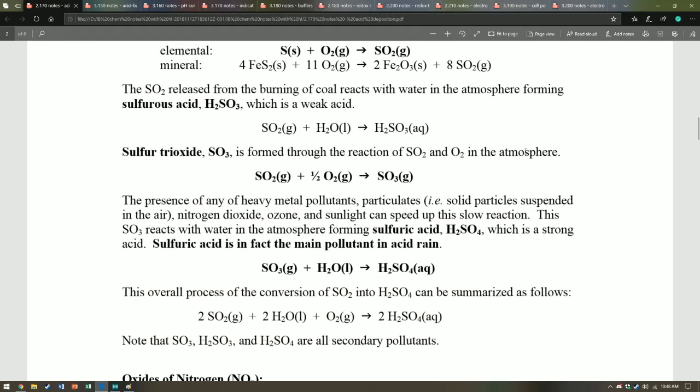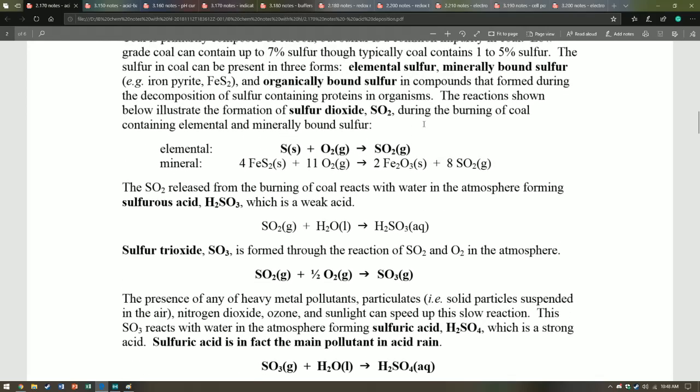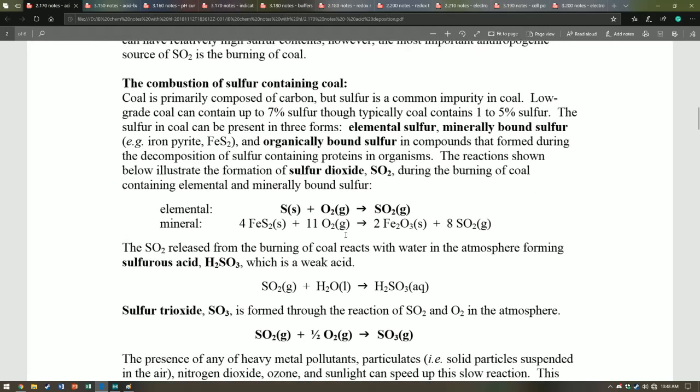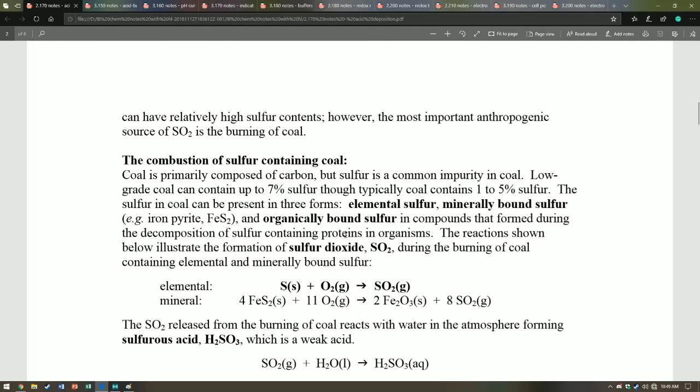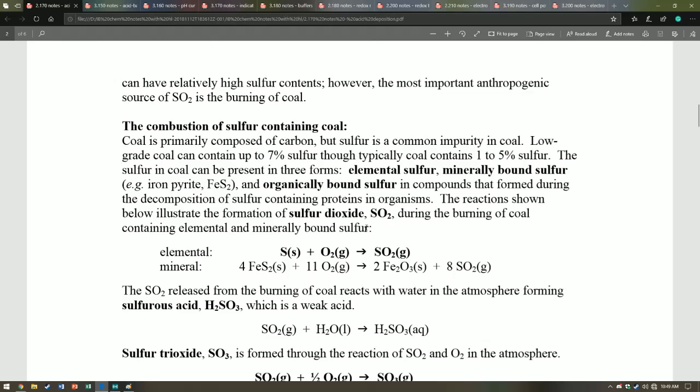What's the problem with this? This SO2 oxidizes, meaning that oxygen is added in the atmosphere to form SO3. The SO3 released into the atmosphere will react with water in the atmosphere to form sulfuric acid, which is a strong acid and is known to cause problems. Sulfuric acid is the main pollutant in most acid rain, and it's technically a secondary pollutant. SO2 is a primary pollutant, and SO3 is a secondary pollutant. However, it's all anthropogenic because it all comes from the burning of coal.